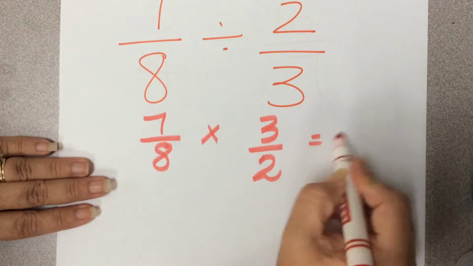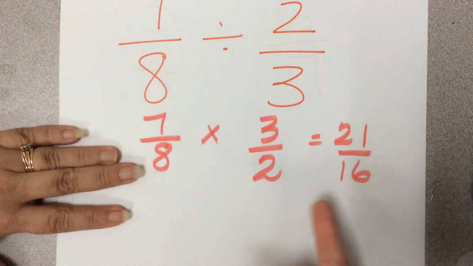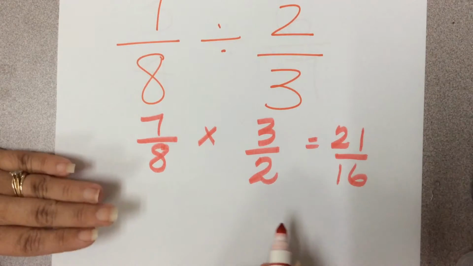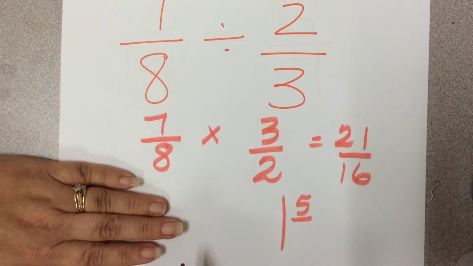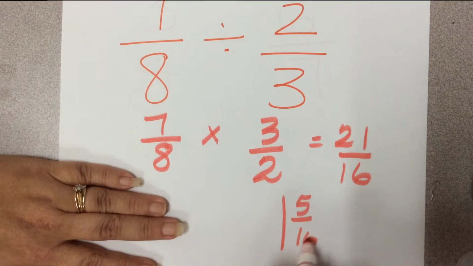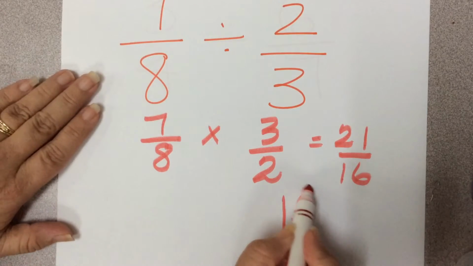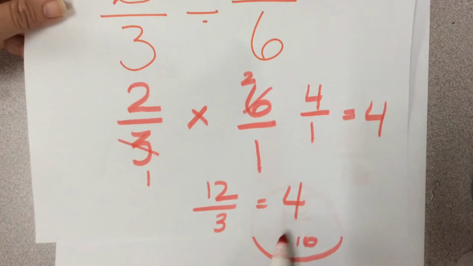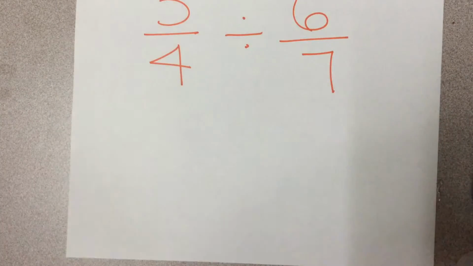7 times 3 is 21. 8 times 2 is 16. Again, I have an improper fraction, and I cannot leave it that way. So I have to say 16 goes into 21 one time with 5 left over, because 21 take away 16 is 5. And then my denominator is 16. Now I need to make sure that that's in simplest form, and it cannot be broken down any further, so that is my answer. So notice in that first fraction, my answer was a whole number. This time, I'm getting a mixed number.